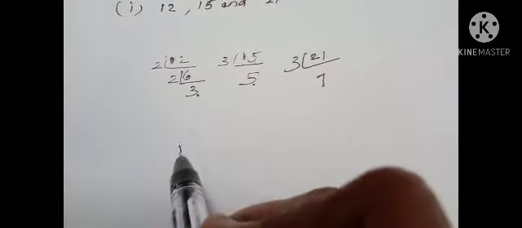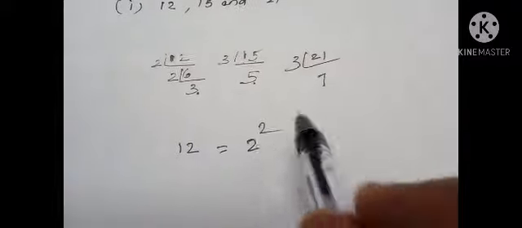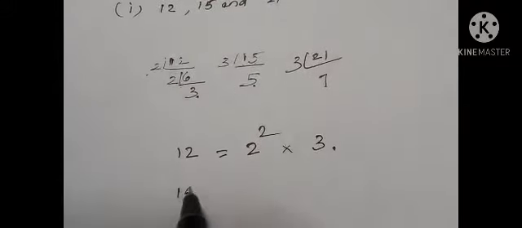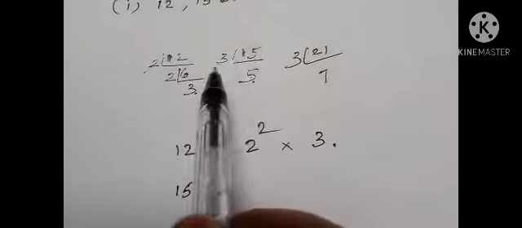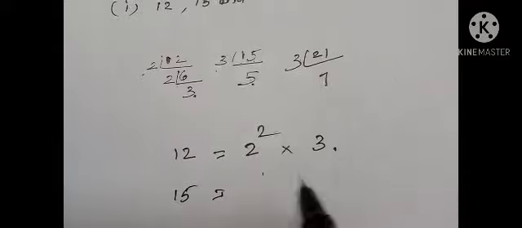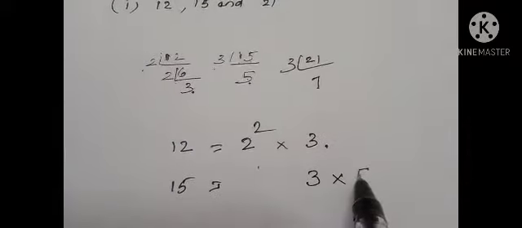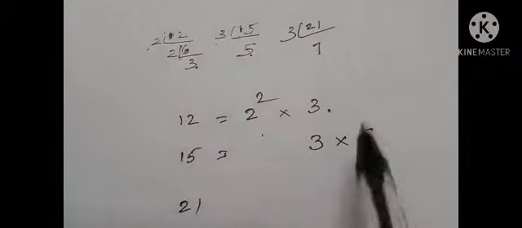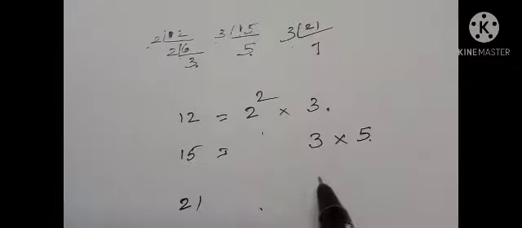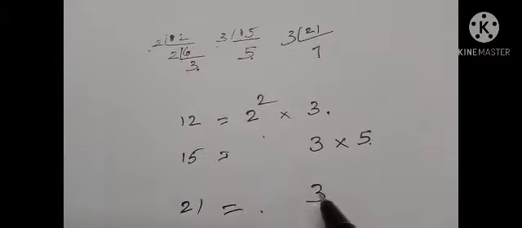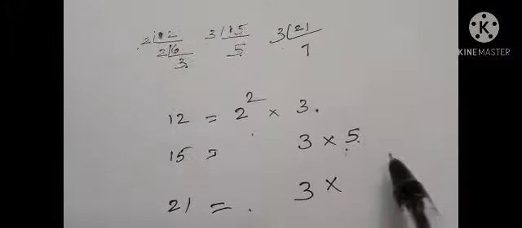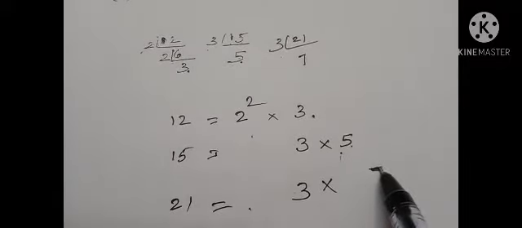Okay. So here we have to write 12 equals 2 into 2, that is 2 square into 3. Then 15: there is no factor with 2, so we can leave the space. Then 3 is there, so 3 into 5. The next, 21: there is no factor with 2, so we can leave the space. Then there is a factor with 3. So 21 equals 3 into, there is no factor with 5, so we can leave the space. Then there is an additional factor 7, that we can write as such.